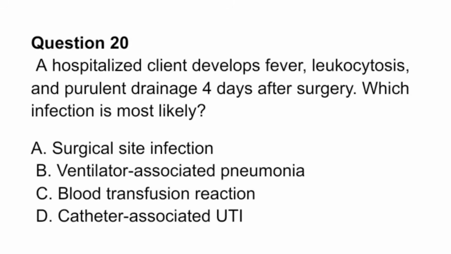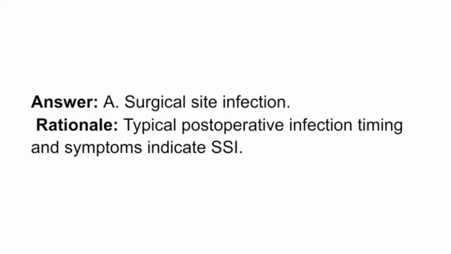Question 20. A hospitalized client develops fever, leukocytosis, and purulent drainage 4 days after surgery. Which infection is most likely? A, surgical site infection. B, ventilator-associated pneumonia. C, blood transfusion reaction. D, catheter-associated UTI. Answer A, surgical site infection. Rationale, typical postoperative infection timing and symptoms indicate SSI.